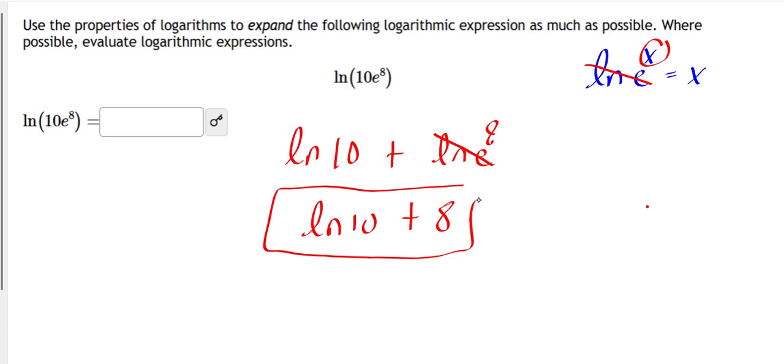So this is the end of the part 1 video for section 6.5, logarithmic properties, part 1.